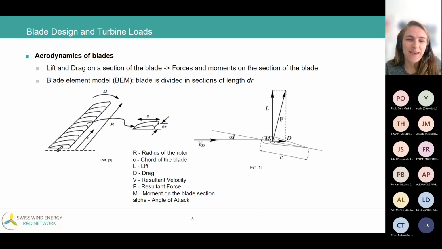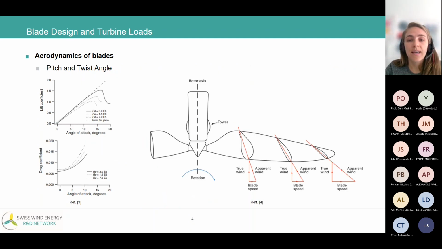One thing we need to remember is that the wind here is treated as a resultant between the wind speed and the rotor speed. This is what is different from, for example, a wing of an aircraft. Once we have the wind speed and the blade speed, we need to calculate the apparent, or resultant, wind speed, and the angle that will be created between the wind speed and the blade speed.